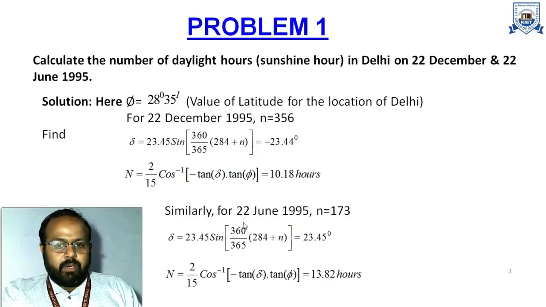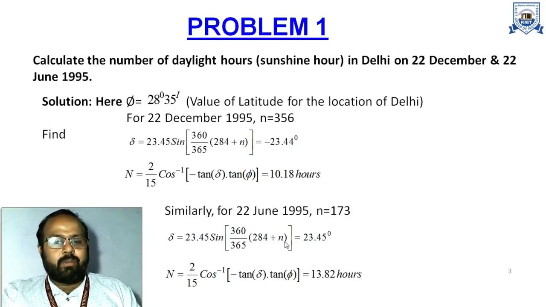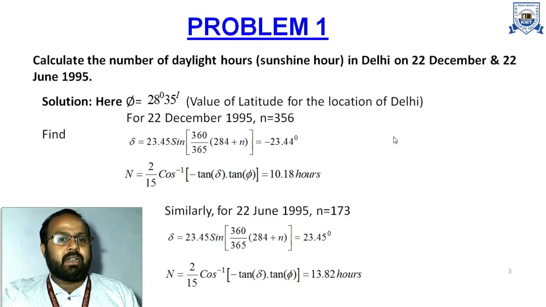Similarly, for 22 June 1995 we find the number of days, which is 173. Similarly to the previous section, the declination angle del is 23.45 sine of 360 by 365 times (284 plus n). After putting in the value of n, we find the declination angle is 23.45 degrees, and the number of daylight hours N equals 2 by 15 cos inverse of minus tan phi tan del. Putting in these values, we find 13.82 hours. So this is the total solution of problem number 1.